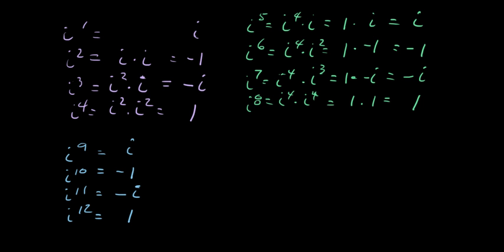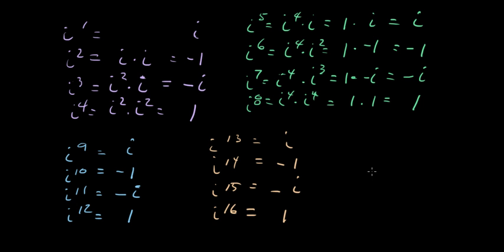And if you went even further and said i to the 13th, i to the 14th, i to the 15th, and i to the 16th would equal i, negative 1, negative i, and 1, you would be correct there as well. And as you can see, we have a pattern.